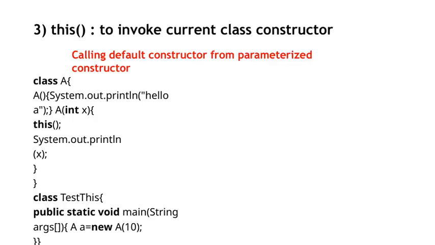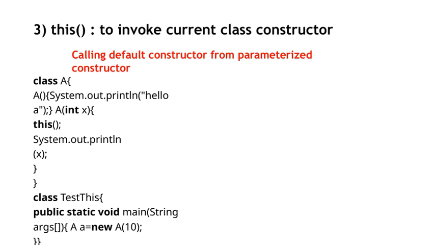Now let's look at the third point, this(), which is used to invoke the current class constructor. In this example, we're calling the default constructor from within a parameterized constructor. When we create an object of class A with a parameter, the constructor that takes an integer is executed. Inside that constructor, the call to this() invokes the default constructor of the same class, which prints hello. After that, the value of x is printed.